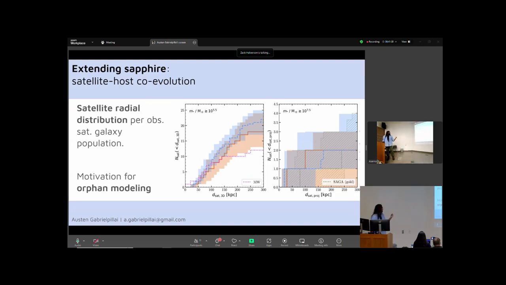So over here, we're again comparing to the Milky Way and then the SAGA Gold sample because SAGA Gold is complete for star forming and quenched galaxies. And overall, we're doing, again, fairly well for SAGA. With the Milky Way, we're doing well from 50 to 150 kiloparsecs, but we are missing some of these inner 20 or so kiloparsec satellites. And this is potential motivation for us to work on orphan modeling.